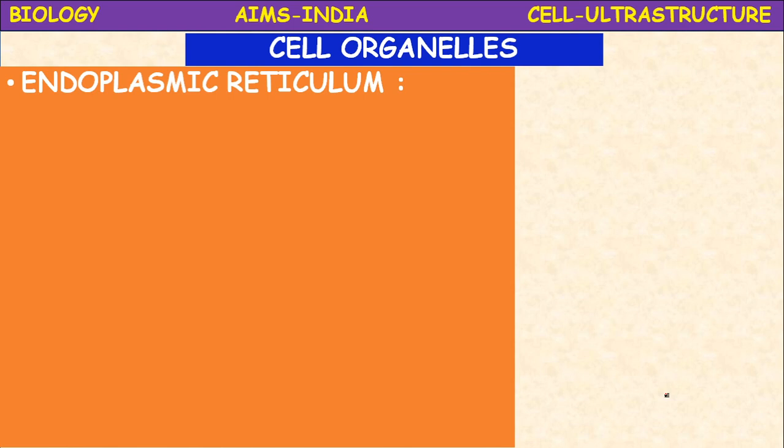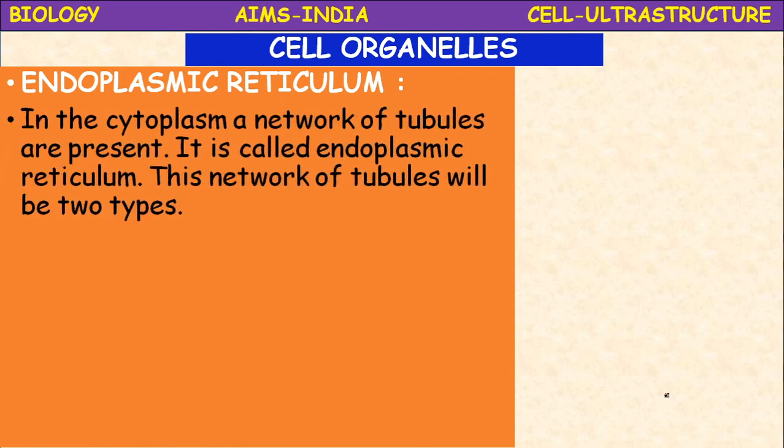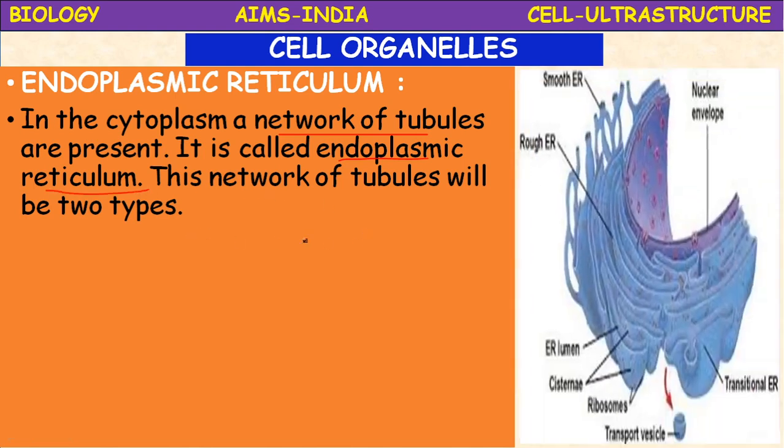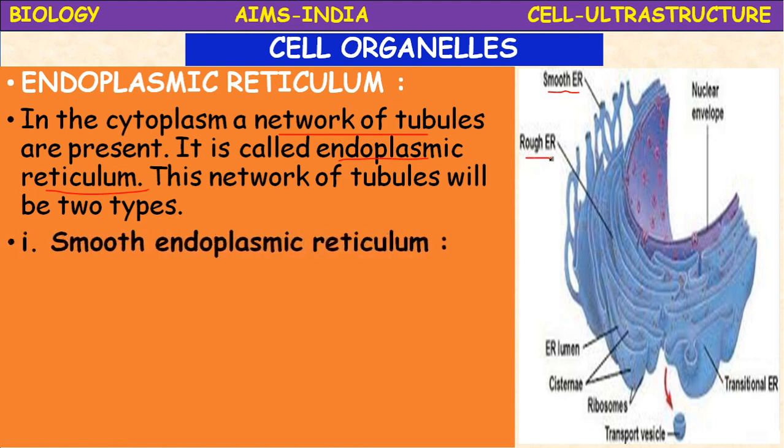Next important cell organelle, endoplasmic reticulum. In the cytoplasm, a network of tubules is present. This network of tubules is called endoplasmic reticulum. It is of two types: smooth endoplasmic reticulum and rough endoplasmic reticulum.